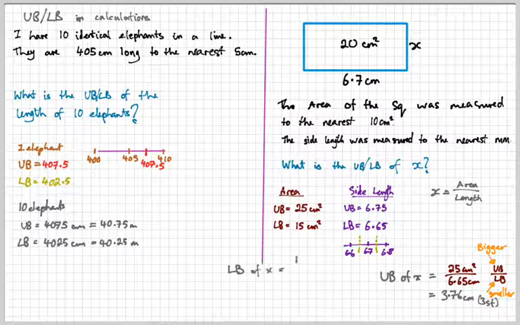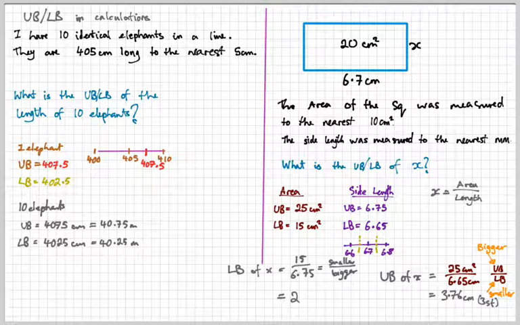So if you could do the lower bound of x for me on your own, that would be very good of you. The lower bound of x. In this case, if we do a smaller number divided by a bigger number, we're going to get the lower bound. So the lower bound of the area divided by the upper bound of the side length. The smaller number divided by the bigger number. When you do this in your calculator, you get 2.22 centimetres to 3 significant figures.